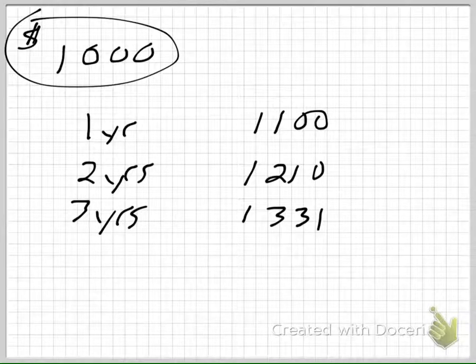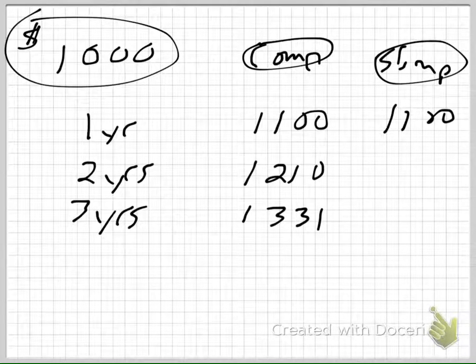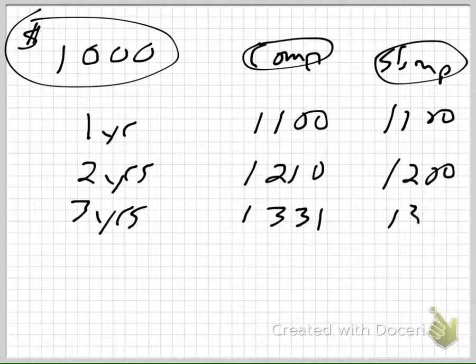Now listen, this is compound. And here, I'll do simple over here. Simple is over here. This would be 1,100. This would be 1,200. This is 1,300. Do you see so far which one, if you were going to ask the bank, could you give me either simple or compound interest, which one are you going to ask for? Compound. You get more money, right? Because you're making interest on your interest.